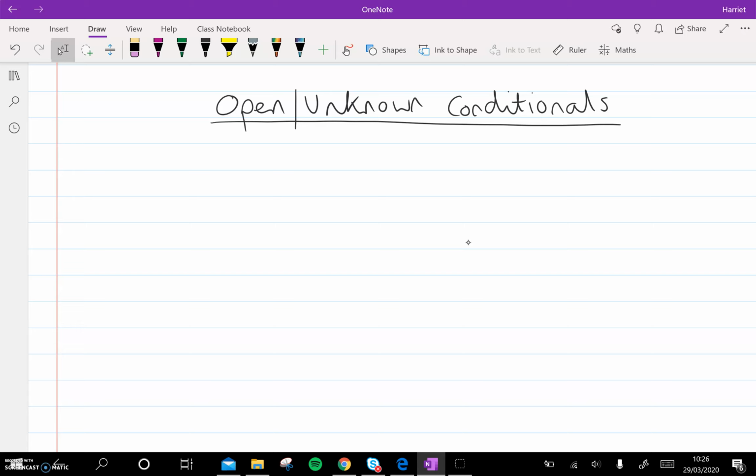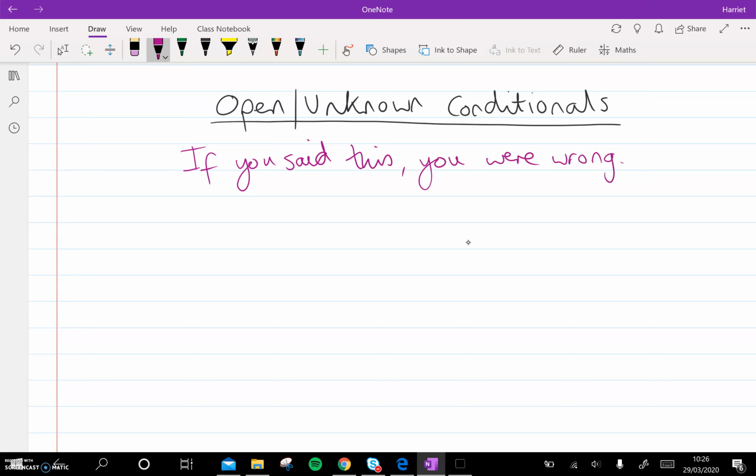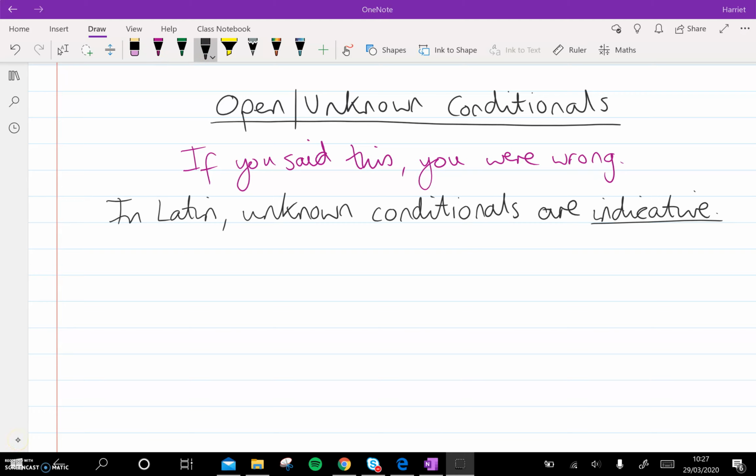So, for example, we could say, if you said this, you were wrong. And that whole sentence is in the past, but it's not clear whether the speaker knows if that person said something or not. So it's still an unknown conditional. Okay, so in Latin, unknown conditionals are in the indicative. So they are very straightforward. So that's your kind of key little bit of information to write into your notes.